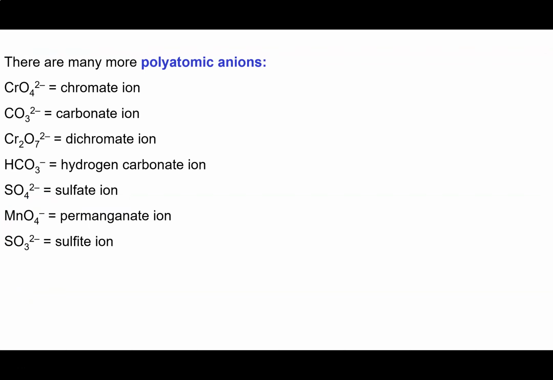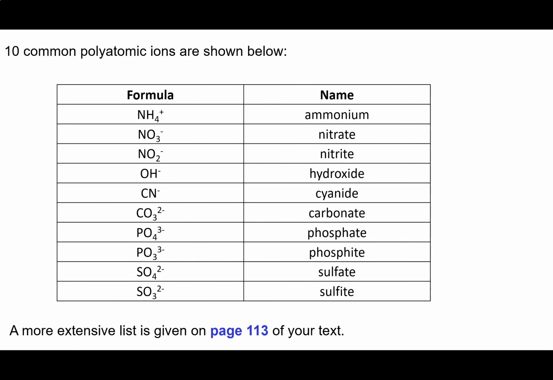There are many more polyatomic anions, and a significant number of these include oxygen in their structure along with one or more other atoms, and these are referred to as oxyanions sometimes, or also oxoanions. So you'll see that terminology a little bit. So a whole bunch of these polyatomic anions. There are 10 common ones that you're probably going to end up memorizing.